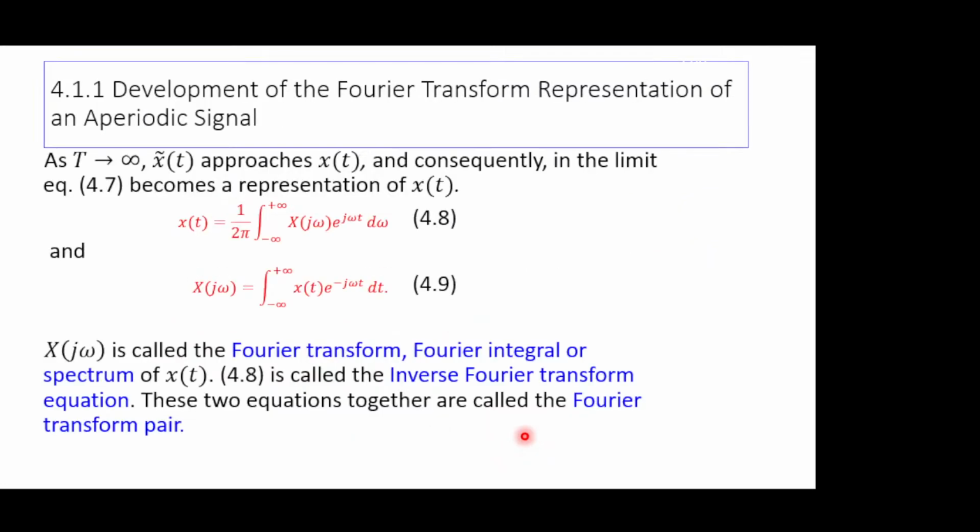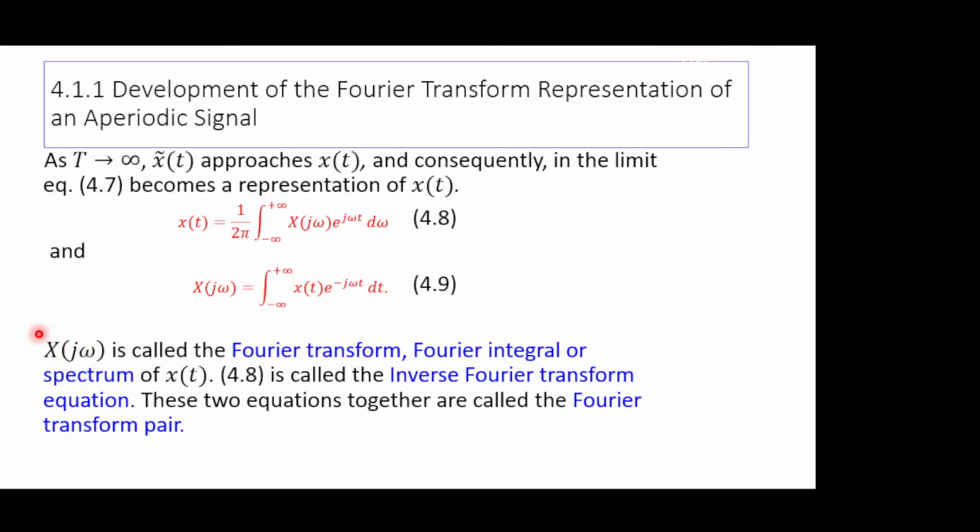And anyway, there are lots of arguments we make, and in the end we convince ourselves that we have this pair of Fourier transform formulas. So this equation, which corresponds to the analysis equation in the Fourier series, is called the Fourier transform. You transform from x of t to big X of j omega. It changes something from the time domain to this omega frequency domain.